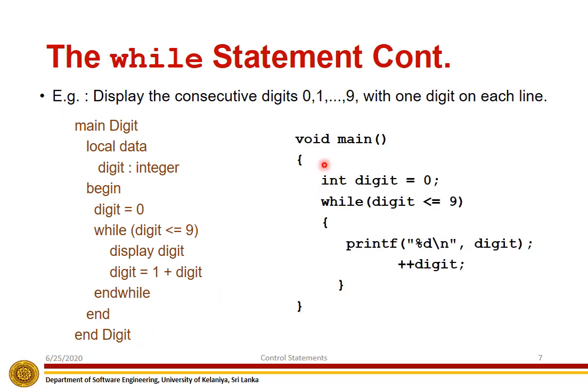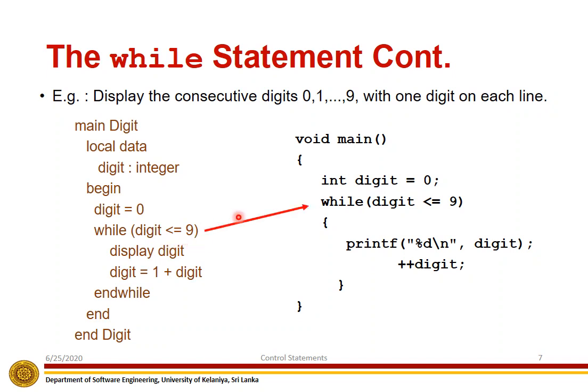I have started with void main. You have to include library functions first to run this code. So here void main, then I have declared and initialized the variable int digit equals 0, then the while statement. In here, while digit less than or equal to 9.